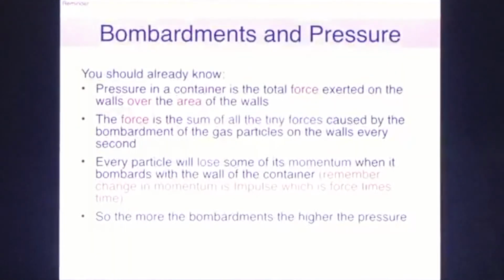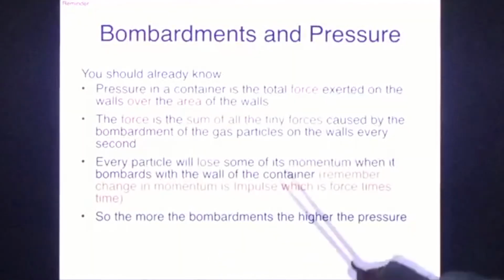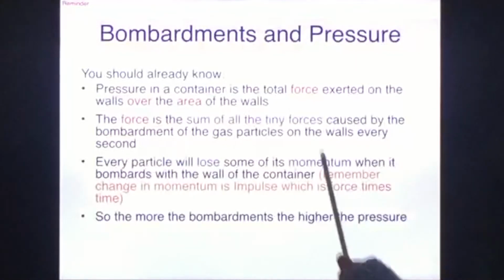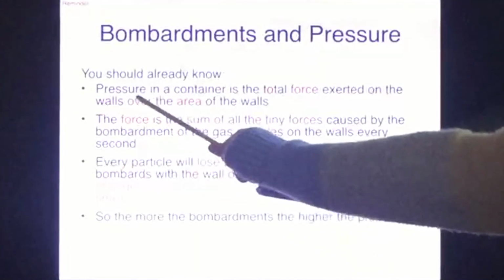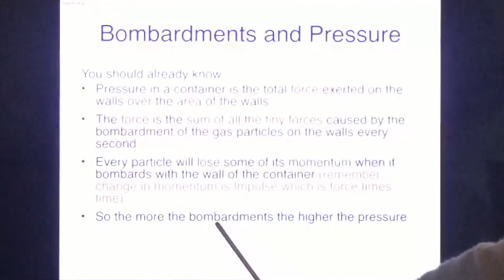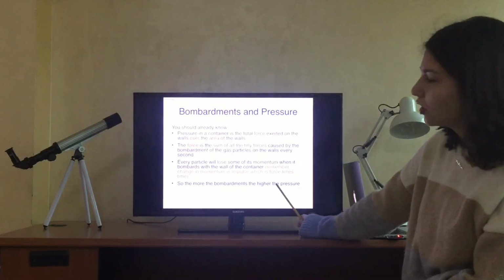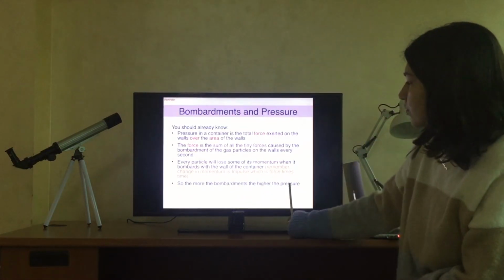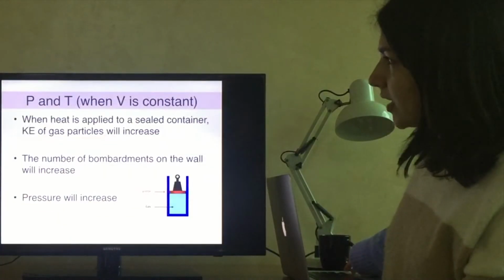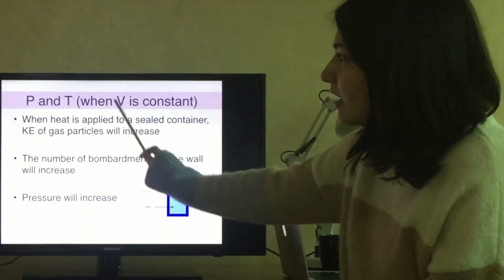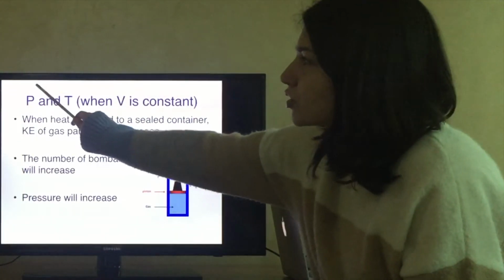Say we're calculating all the change in momentum of all the particles in 1 second. You can then calculate the force that you need. And then if you have area, you can then calculate the pressure. So the more bombardments that are happening every second, the higher the pressure will be. The more the bombardments, the more the force, the more the pressure. So going back here, the idea is when temperature rises, if V is constant, pressure will also rise.